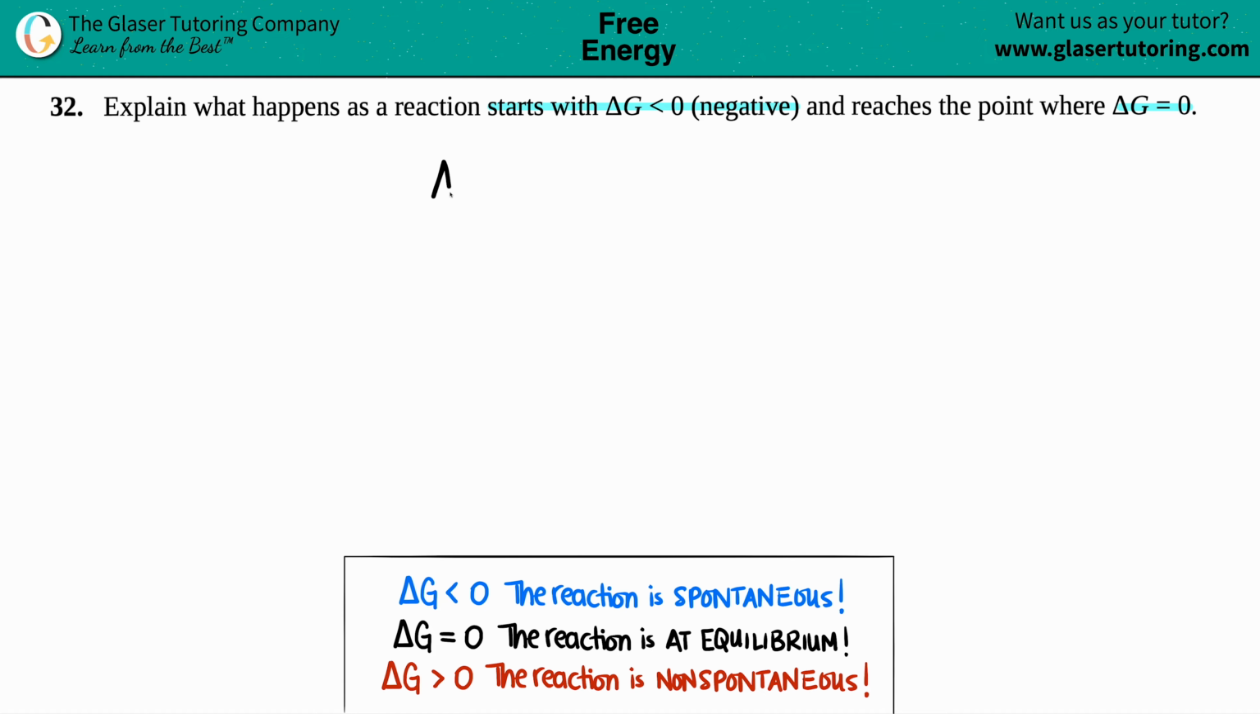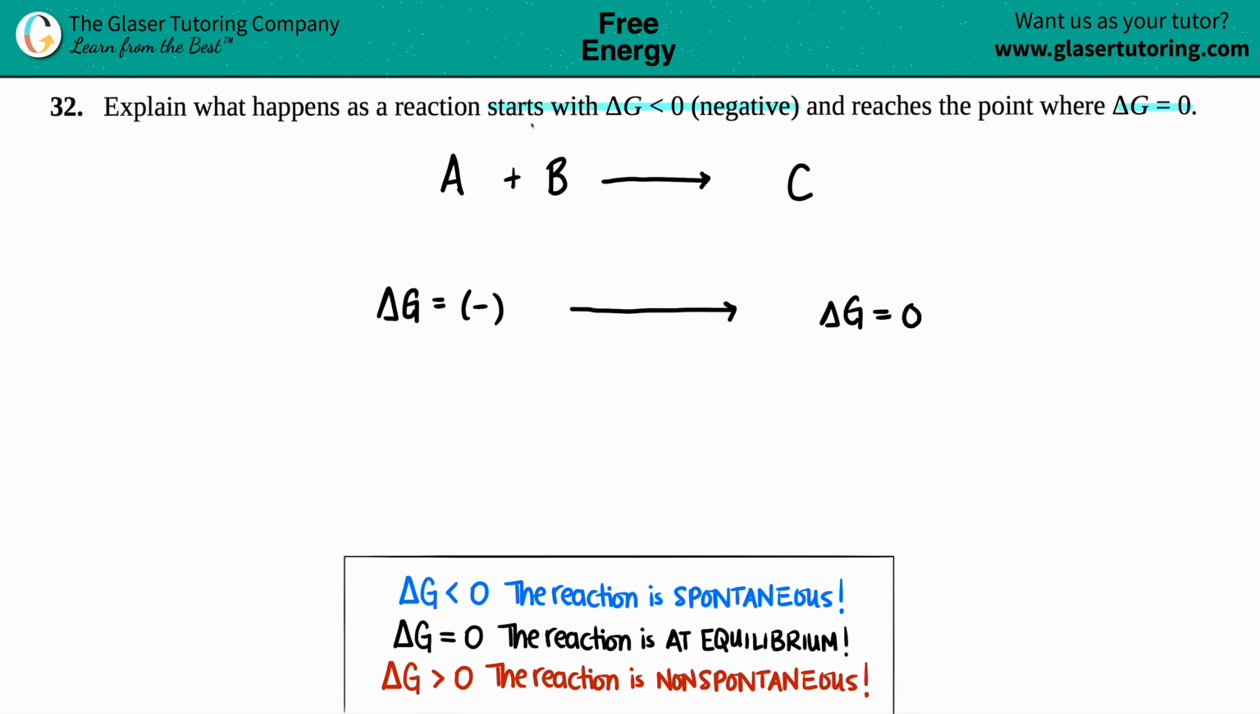Let's just say that A plus B goes to C. Cool. Whatever you want A and B and C to be, I don't really care. It doesn't really matter for this reaction, just as long as you have some things on the left and something on the right. So we're basically starting from a delta G, so a Gibbs free energy of less than 0. So I know that I have a negative value, and I am going to a delta G that is 0.